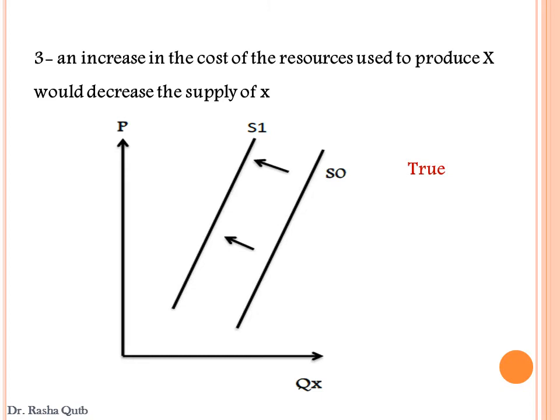His production would be decreased, and this is represented graphically by shifting the whole supply curve up to the left. So an increase in the cost of resources used to produce X would decrease the supply of X.